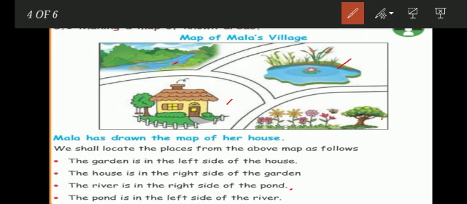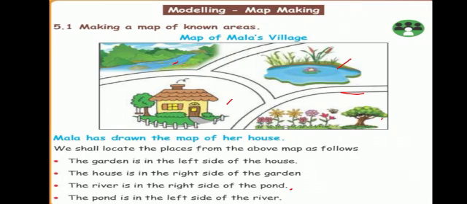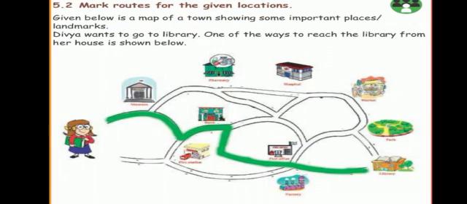Now we see the next one. This is the activity. You see that and write the answers to the questions below. Mark routes for the given locations. Given below is a map of a town showing some important places or landmarks. Divya wants to go to the library. One of the ways to reach the library from her house is shown below.